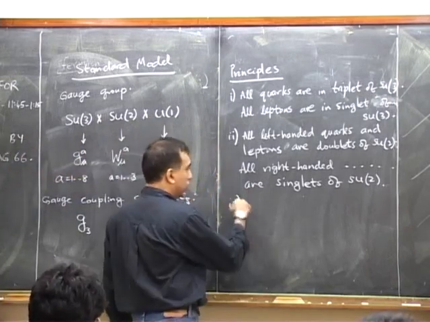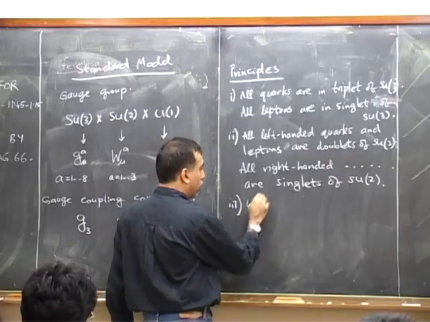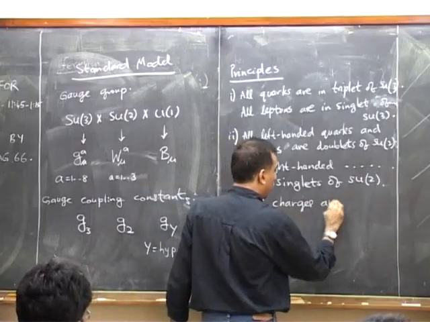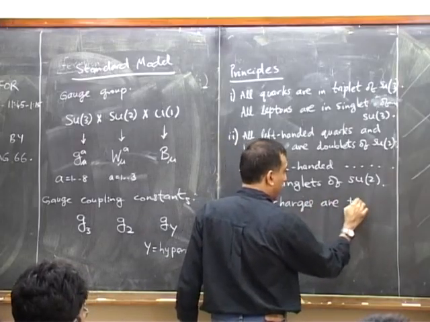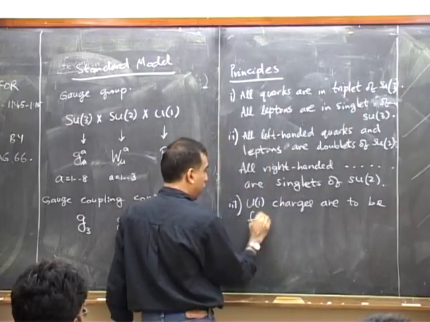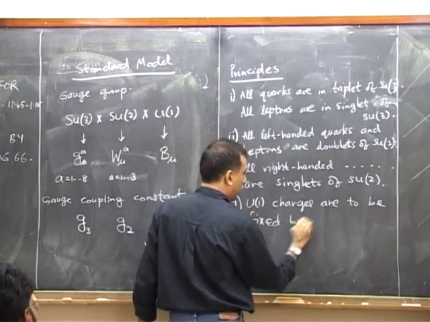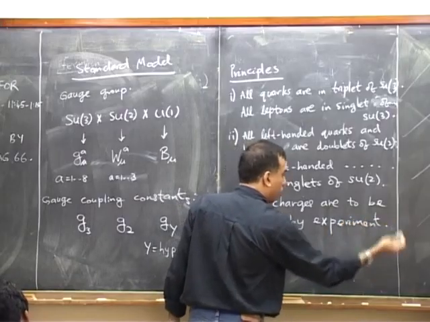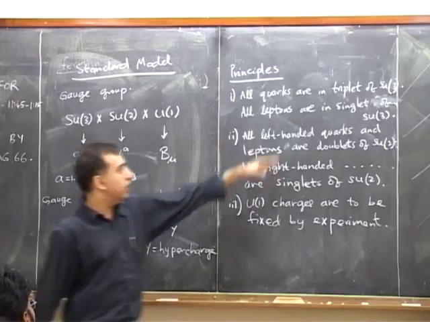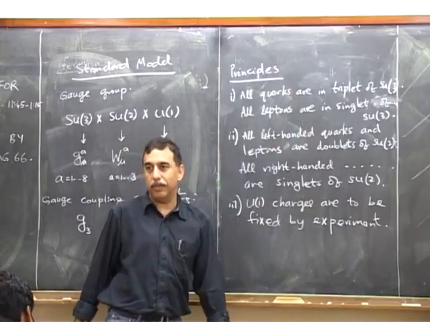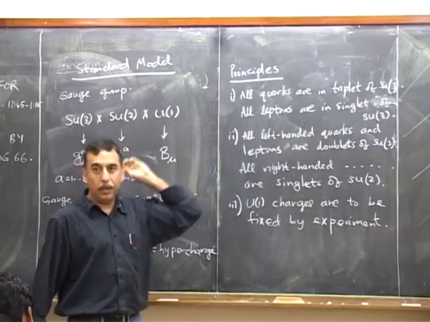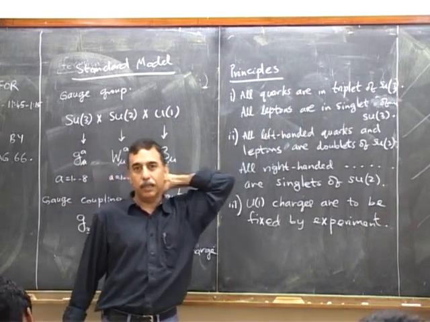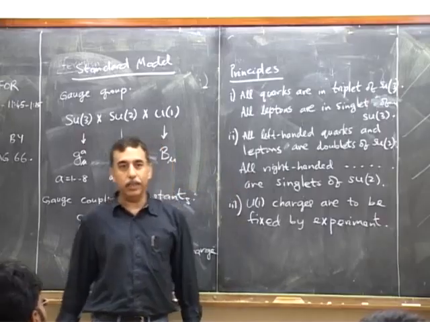Okay, and here comes the interesting thing. U(1) charges are to be fixed by experiment. They are not some simple things like saying doublet or saying triplet. Okay, first of all, an abelian group in a way is more complicated because you can really choose any charge you like. Okay, you can just choose any number.